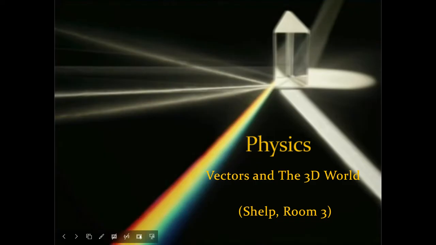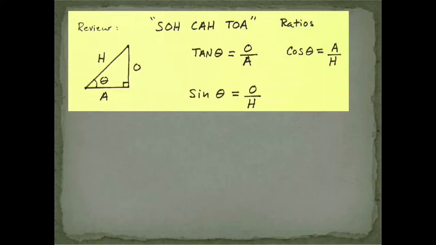Hello guys, I wanted to briefly talk about vectors. One of the things you should review for vectors is your right triangle trigonometry. You should recall the ratios, the sine, the cosine, and tangent of an angle. So right here we have a right triangle, and we have the angle theta.